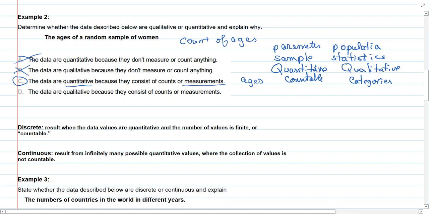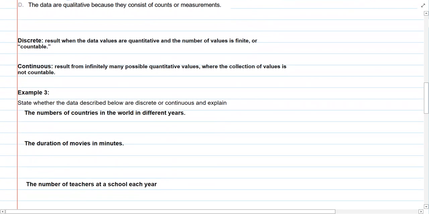All right. So now we're going to add something else. Discrete and continuous. As we continue on in our study, discrete means that they are finite and countable. Finite means specific number. Countable means 1, 2, 3. Okay. Countable, specific, finite.